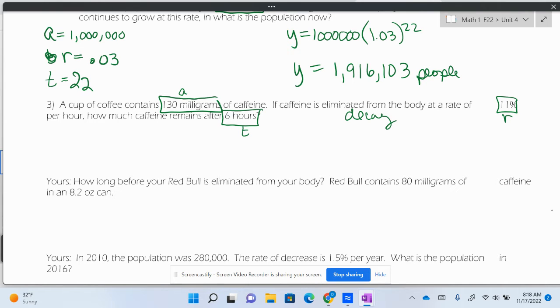So let's see. Y equals my beginning amount, 130, times 1 minus, because it's decay, I have to write 11% as a decimal, which is 0.11, to the power of 6. And you should be able to do all that in your calculator at one time as long as you use parentheses to group it.